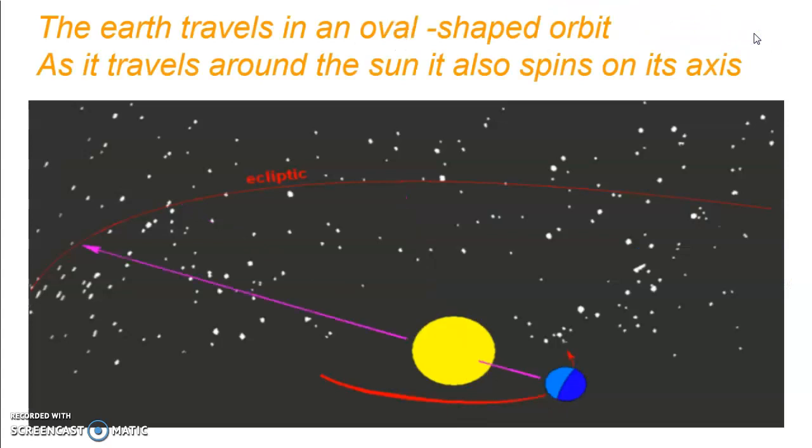Look at this picture. The Earth travels in an oval-shaped orbit. الأرض بتتحرك بشكل بيضاوي. Look at the arrow here. Look. It's not a circle. It's oval-shaped. شكل بيضاوي. Orbit. As it travels around the sun, it also spins on its axis.